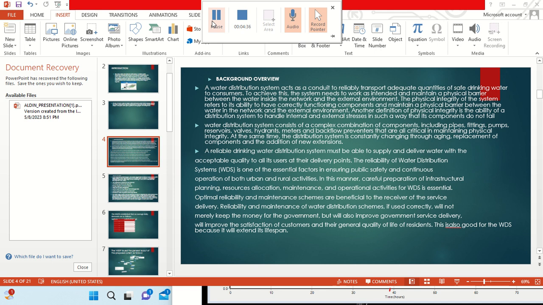We also have to consider maintenance of the water distribution scheme. If correctly used, we will save money for the government by avoiding having to maintain the system every week or month.